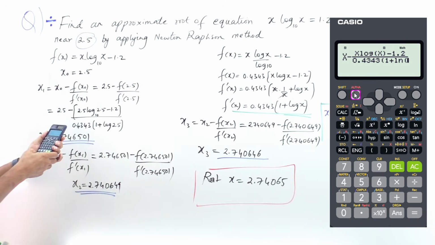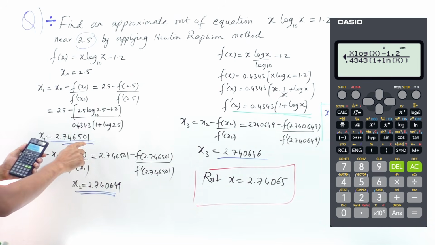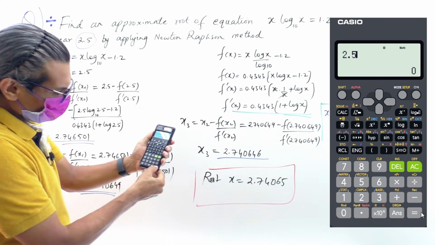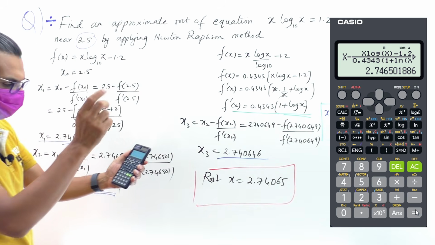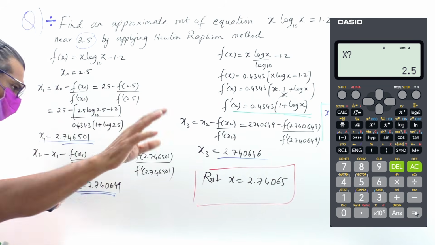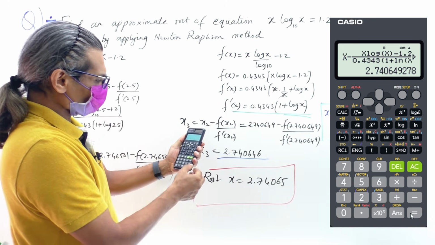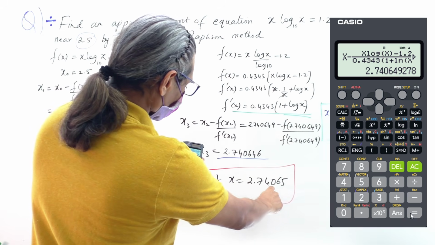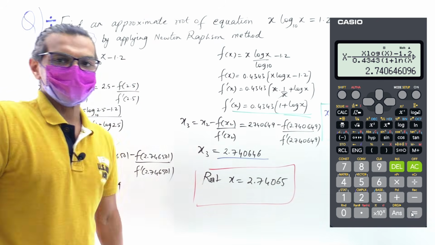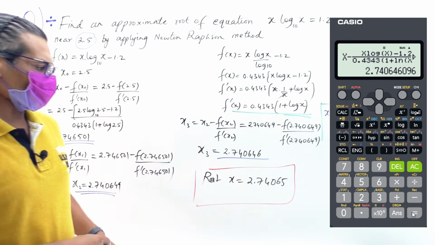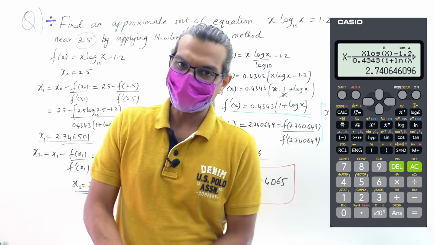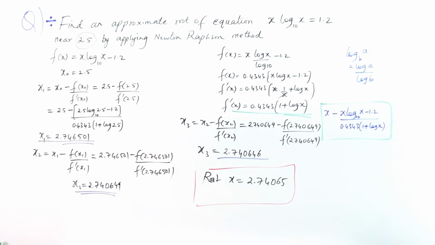It asks the x value, so x value 2.5 is good. You get 2.74650. Then again press answer, equals to. Again 2.74064, perfect. Again equals to, again answer, and you get 2.7406. So that's the answer. The perfect answer is 2.7406. That's all for the Newton-Raphson method.